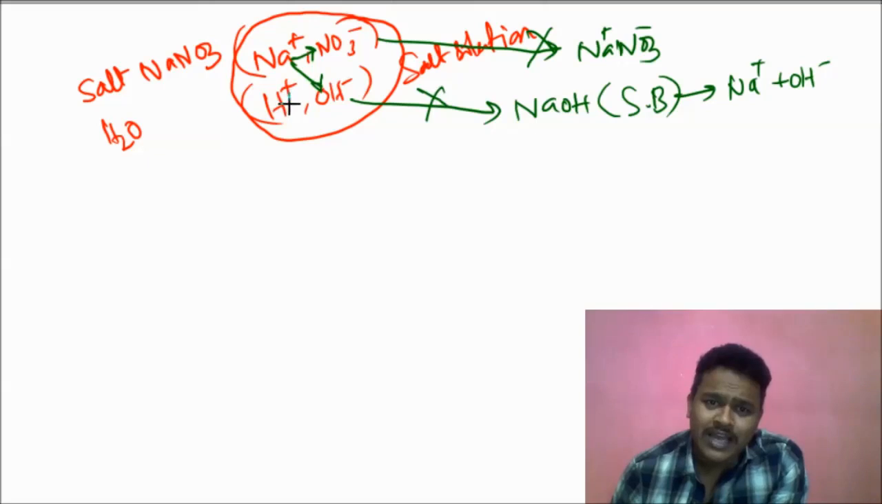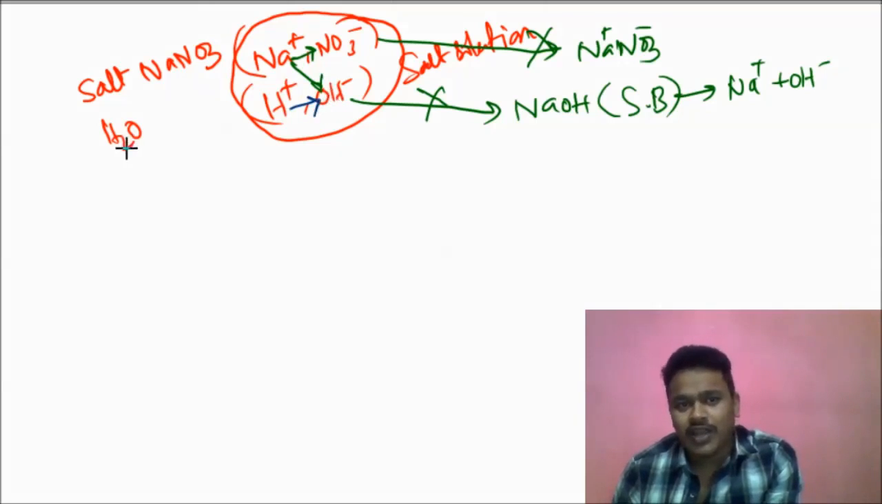H plus, first expecting H plus and OH minus. What is forming? Water only is forming. It is just what you are taking now, so it is not a correct tendency.